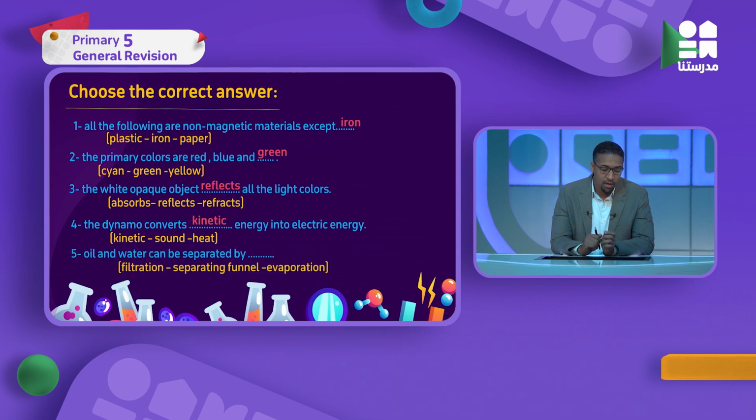Number 5, oil and water can be separated by filtration, separating funnel, or evaporation. Yes, we remember, we just did this experiment. It is the separating funnel. So we can use a separating funnel to separate water from oil.